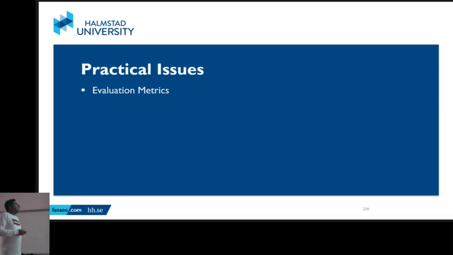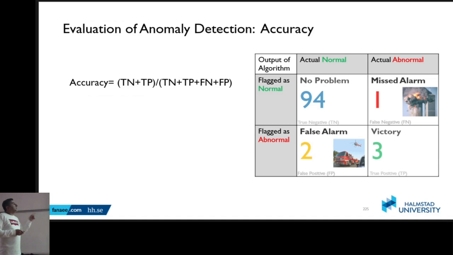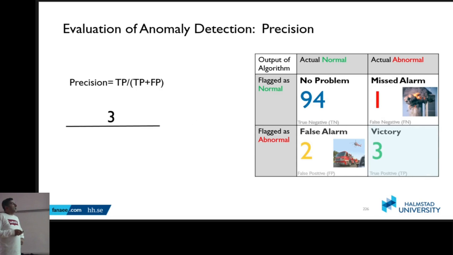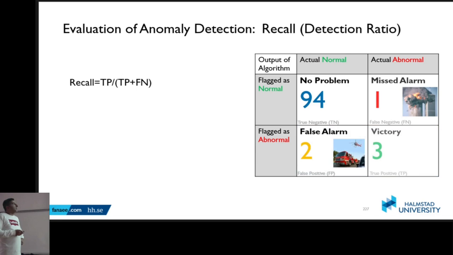Now the practical issues, evaluation metrics. We have accuracy, which is computed as TN plus TP, true negative plus true positive, divided by the whole number of samples. So in this example it becomes this value. We have precision, which is the true positive divided by true positive plus false positive. So 3 divided by 3 plus 2 becomes this one. We have the recall or detection ratio, TP divided by TP plus FN. So 3 victory cases divided by victory cases plus missed alarms becomes this.